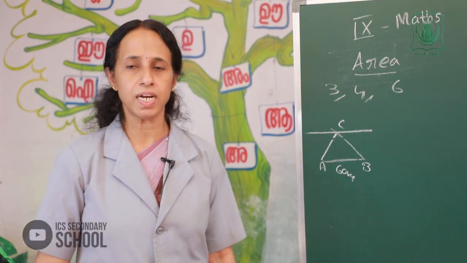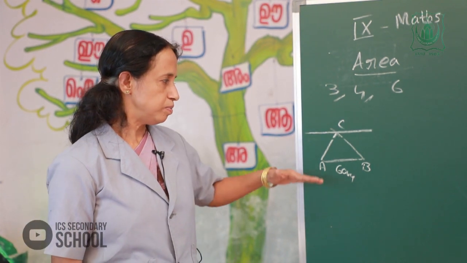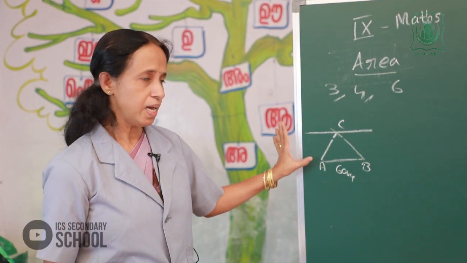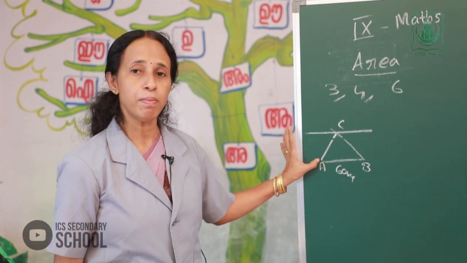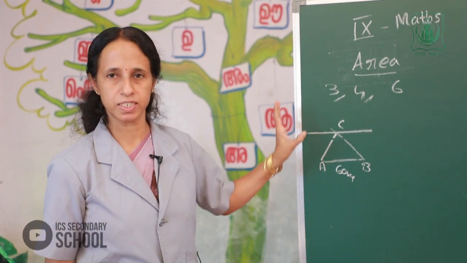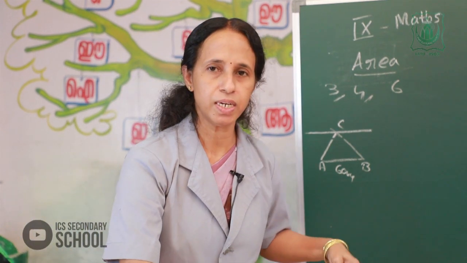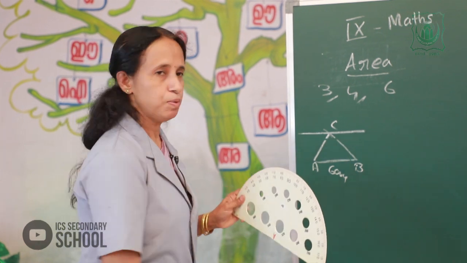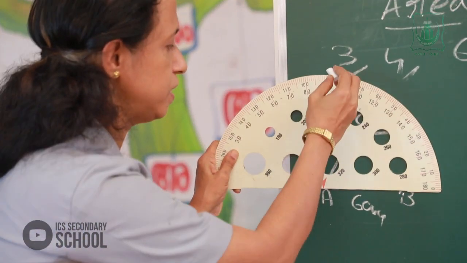Draw a right triangle. Next, draw a perpendicular from another vertex. Take the protractor. Perpendicular here is 90 degrees. The angle at A is equal to 90 degrees.